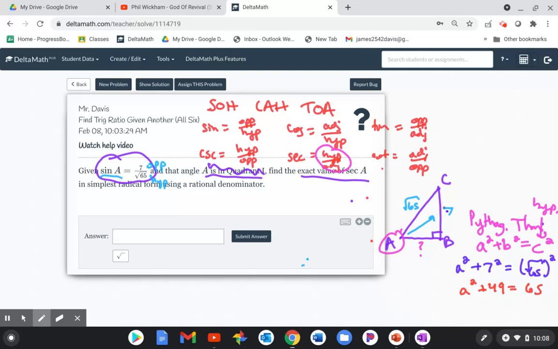We then subtract the 49 over. We get 16. And then we take the square root. So a is 4.